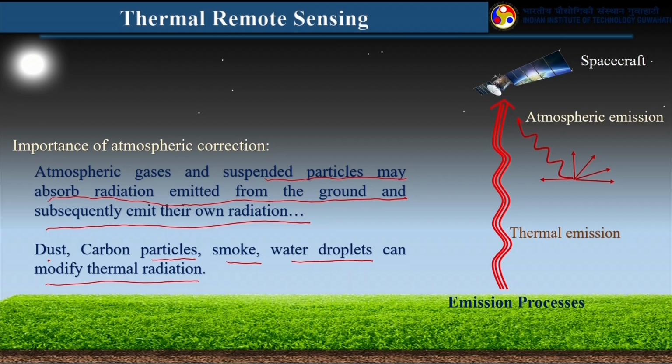Here you can see the main information we are getting from the surface to the sensor, but in between we have atmospheric absorption and scattering and then re-emission.